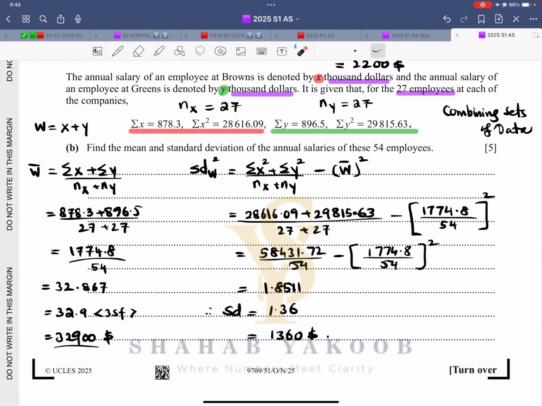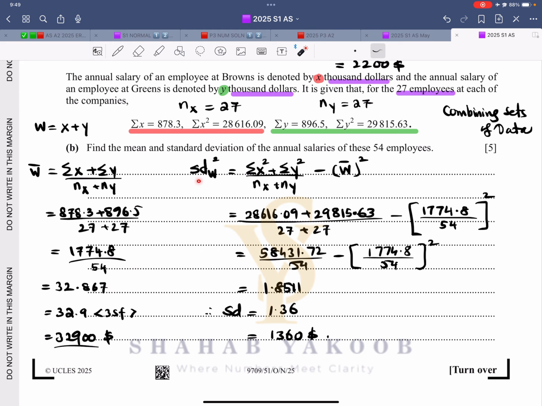So now W bar, take this sigma X, take this sigma Y, add it up, divided by 27 plus 27, that is this much. This is the unrounded value, this is the rounded value, multiply by 1000 because the unit is in thousands of dollars.